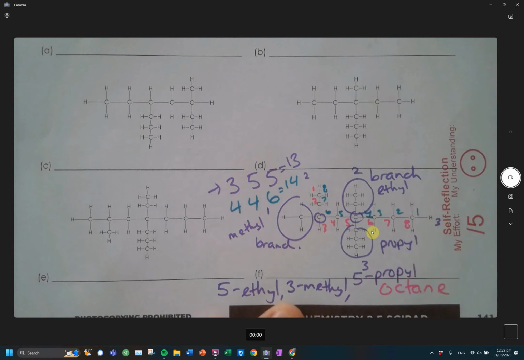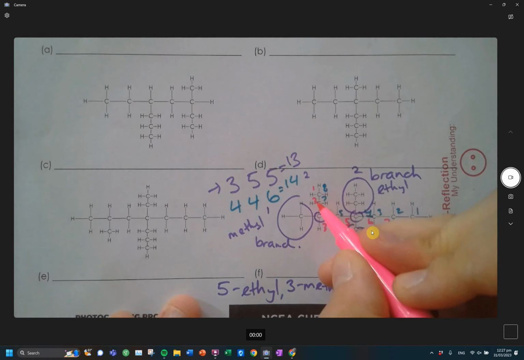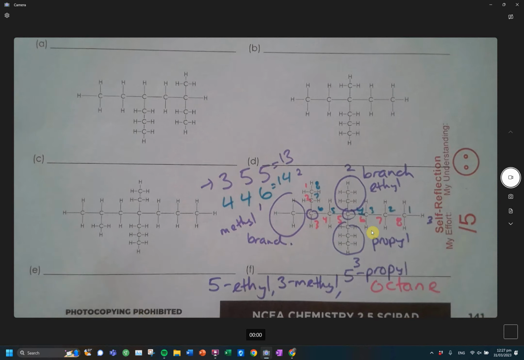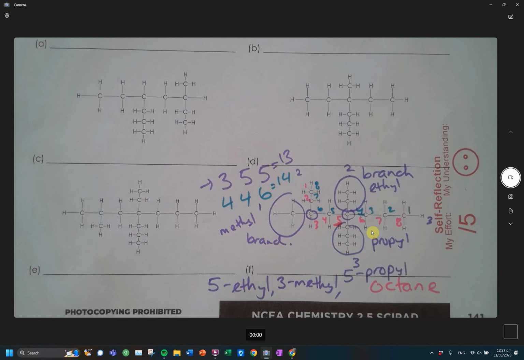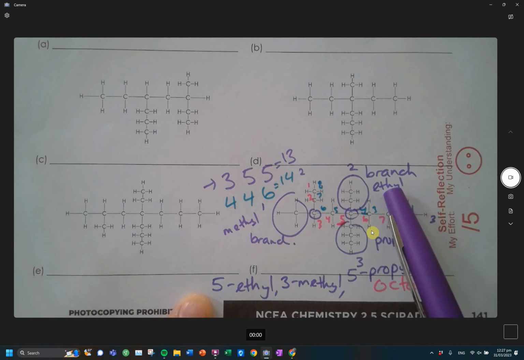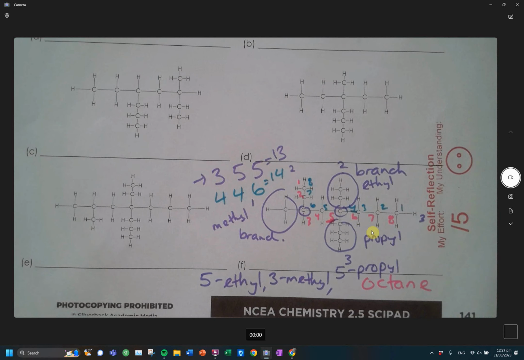3 methyl. 1, 2, 3, 4, 5. This guy's 5. So 5 ethyl, 3 methyl, 5 propyl octane is the name of that molecule. All right? You got it.